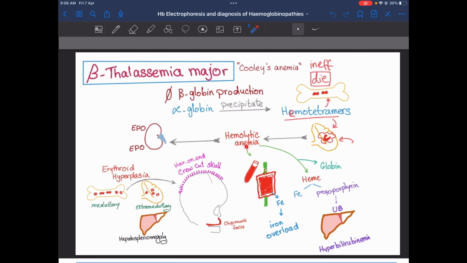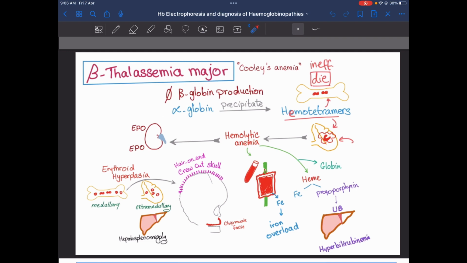Lastly, because you're having so much hemolytic anemia, you're going to need, obviously, blood transfusions, because your own blood is getting destroyed. In that case, it can lead to an excess of iron in your body, and that can lead to iron overload and hemochromatosis.